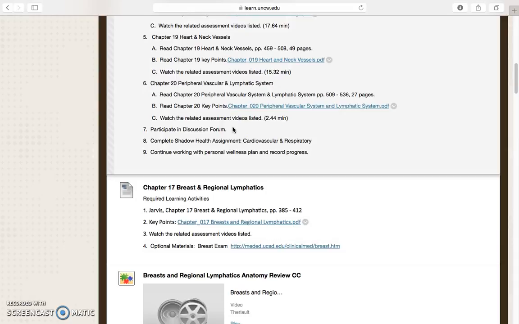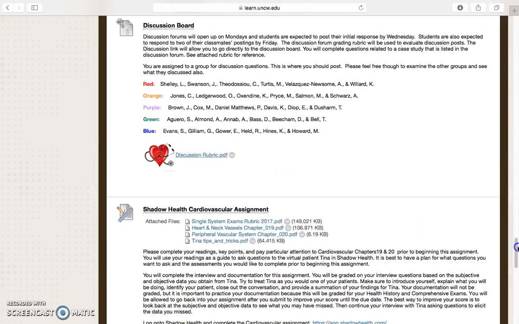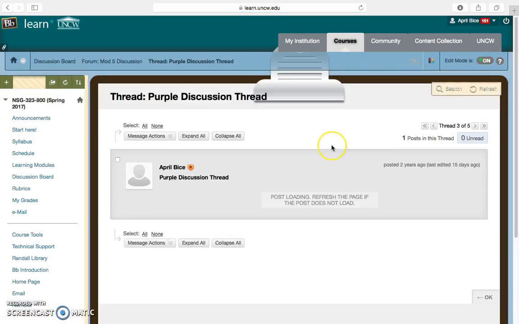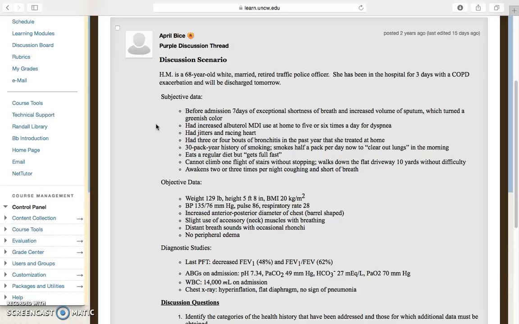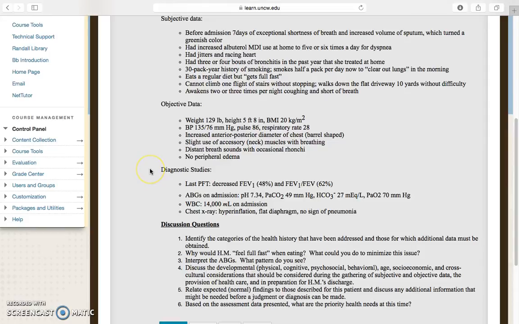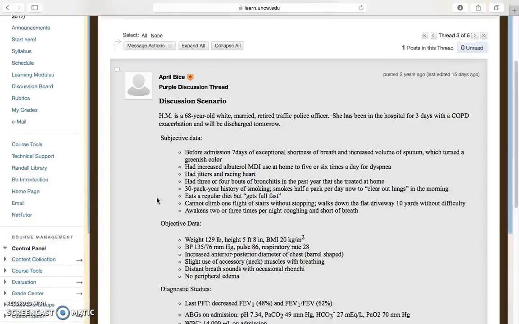Your next assignment for this week will be to participate in the discussion forum. In this week's discussion forum, you have a case study as you do in the rest of your discussions, but we'll be discussing a 60-year-old white female who's a police officer. As usual, we have subjective, objective data as well as diagnostic studies and some discussion questions that we would like for you to focus on and provide answers to.